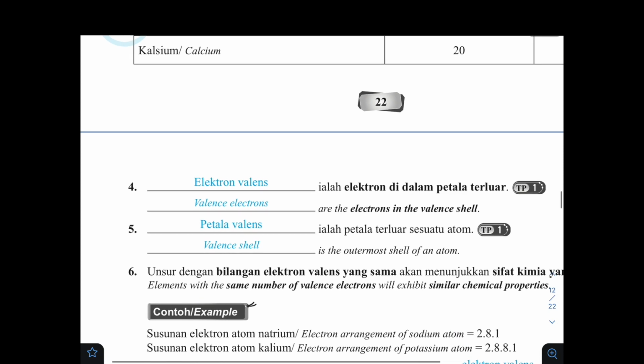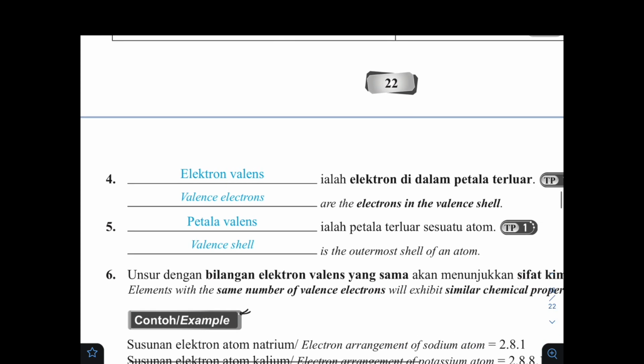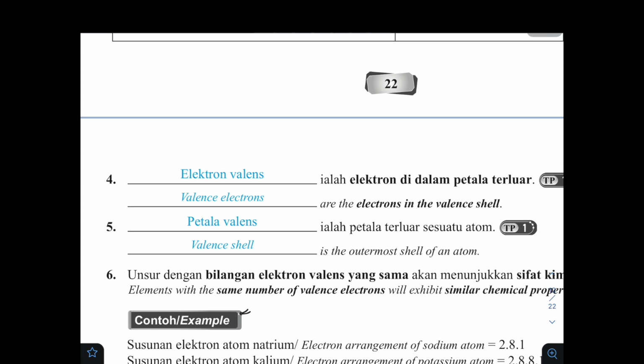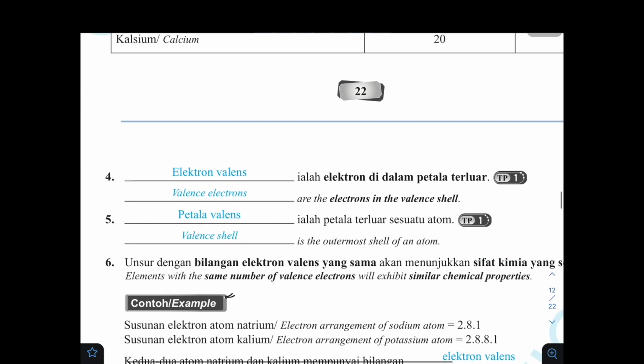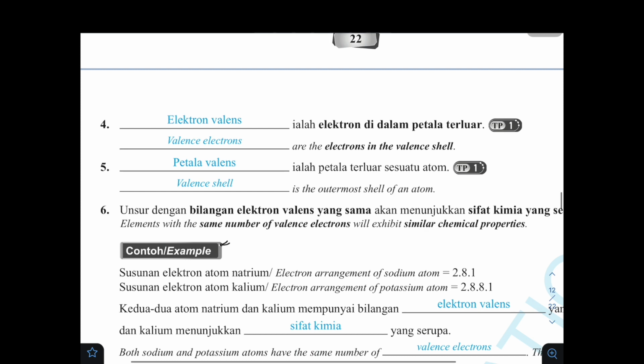Okay. What is valence electron? Ni kamu terima dulu term-term ini. So valence electrons are the electrons in the valence shell. Valence shell is the outermost shell of an atom. Elements with the same number of valence electrons will exhibit similar chemical properties. Right?